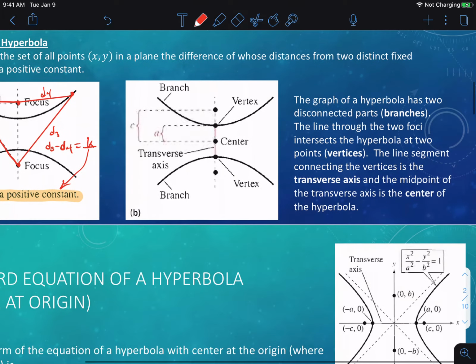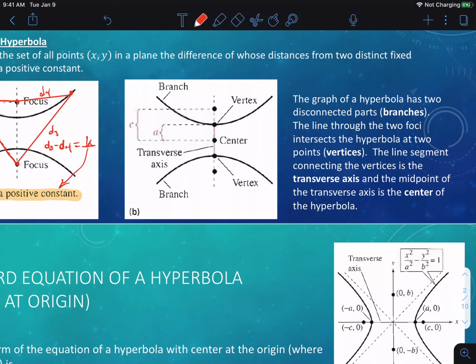Now, the graph of a hyperbola has two disconnected parts called branches, because one comes from the upper nappe of the cone and the other comes from the other nappe of the cone. So those two branches are the curve drawn by the hyperbola. The line through the two foci intersects the hyperbola at two points called vertices, so that would be a vertex right here and a vertex right there.